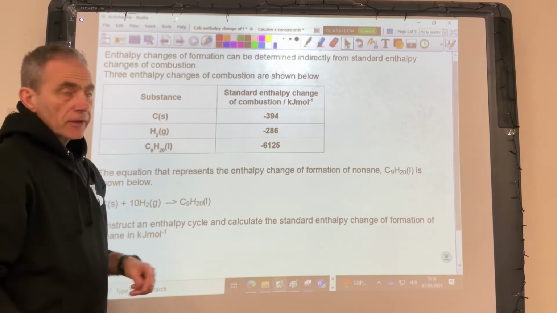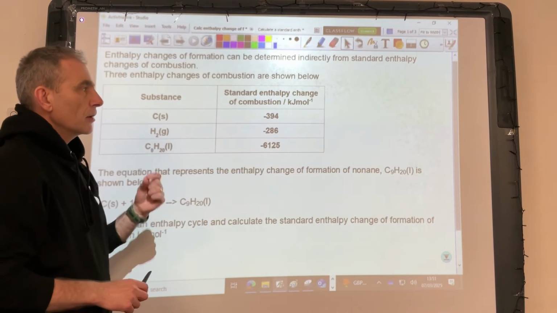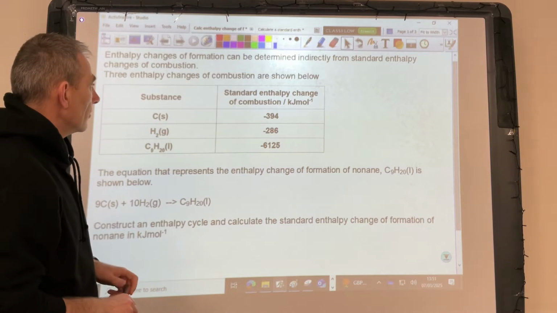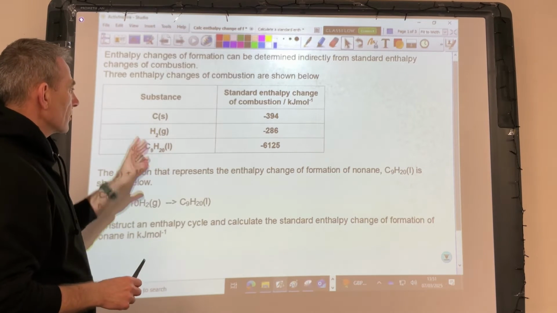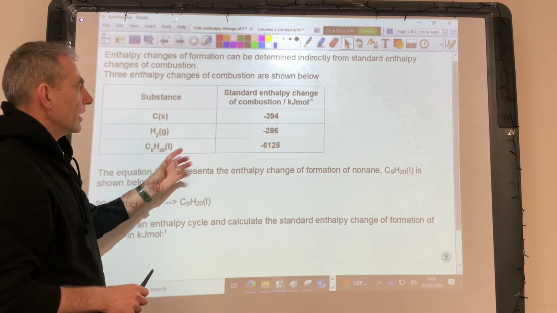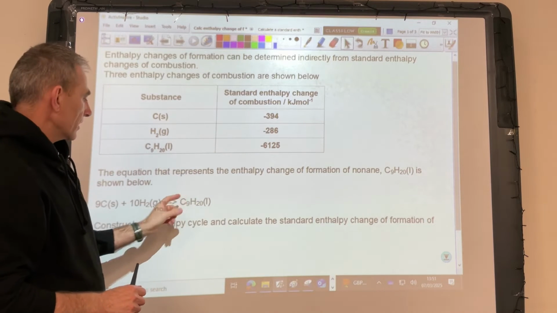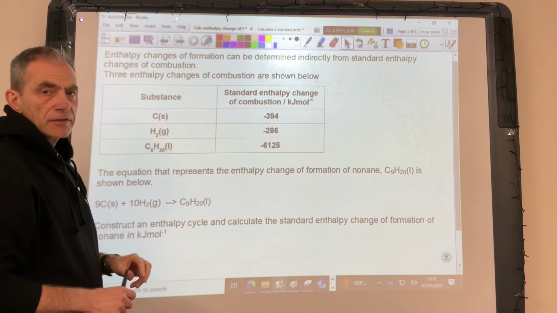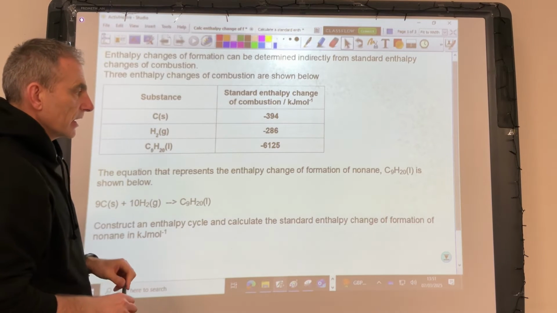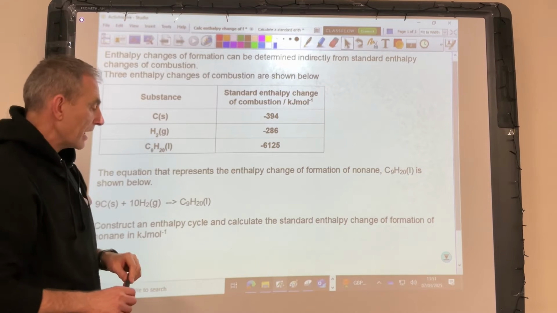In this video, I'm going to look at how you can calculate enthalpy changes of formation from enthalpy changes of combustion. It's a very standard question where we've got some enthalpy changes of combustion values in this table, and we're going to use them to calculate the enthalpy change for this reaction, which is the enthalpy change of formation of C9H20. And we've got to do it by using an enthalpy cycle.